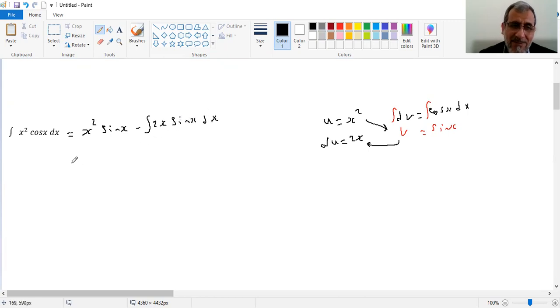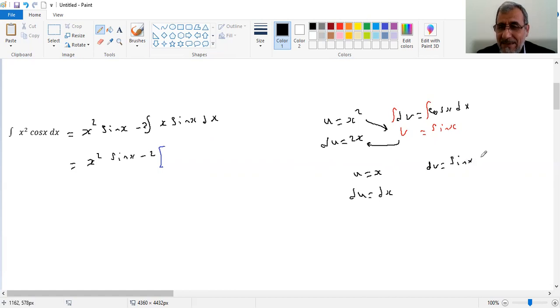This 2 is a constant, you can write it out. Now x squared sine x minus 2, in parentheses, the integral of x sine x. To find the integral of x sine x, again we choose u equal to x, and the derivative is 1 dx, and dv equal to sine x dx.